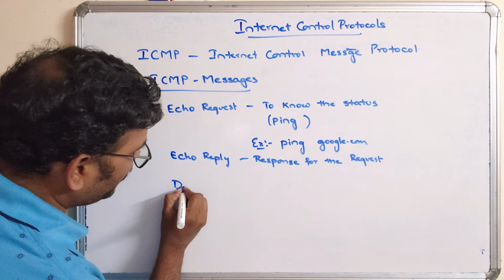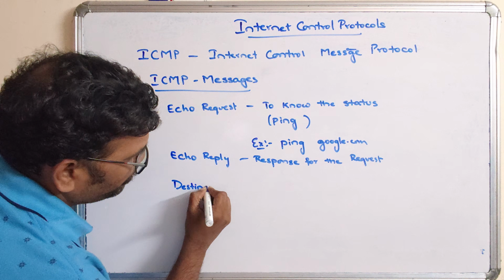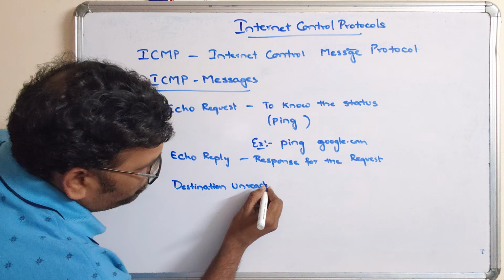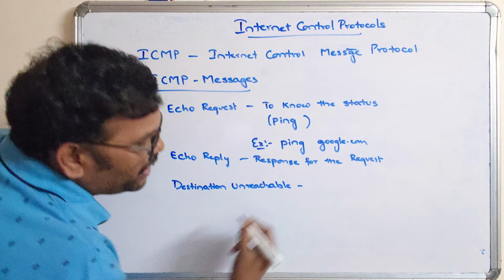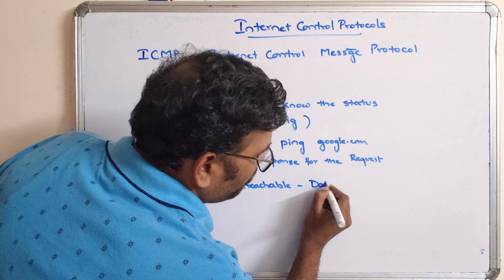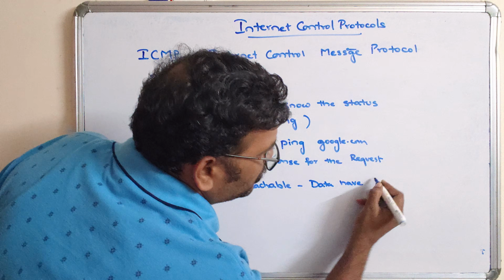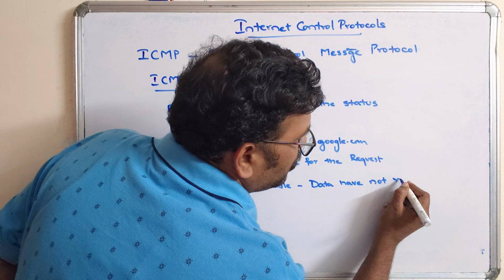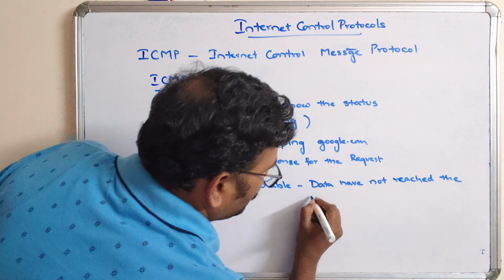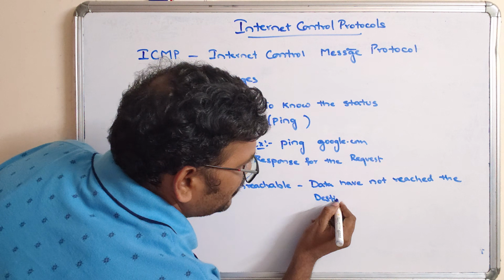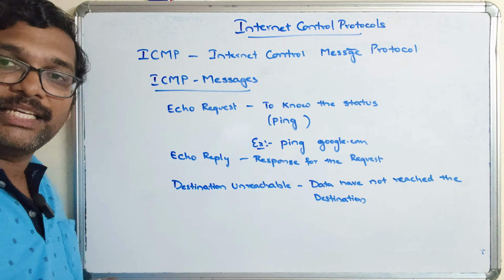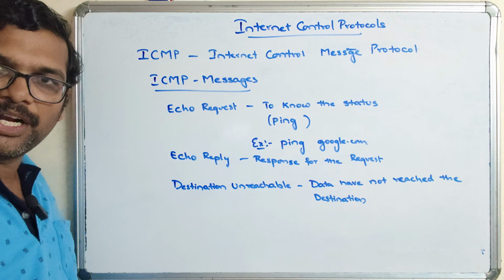And destination unreachable. When we get this message, as the name itself indicates, the data has not reached the destination. If the data does not reach the destination, then automatically we will get this one.